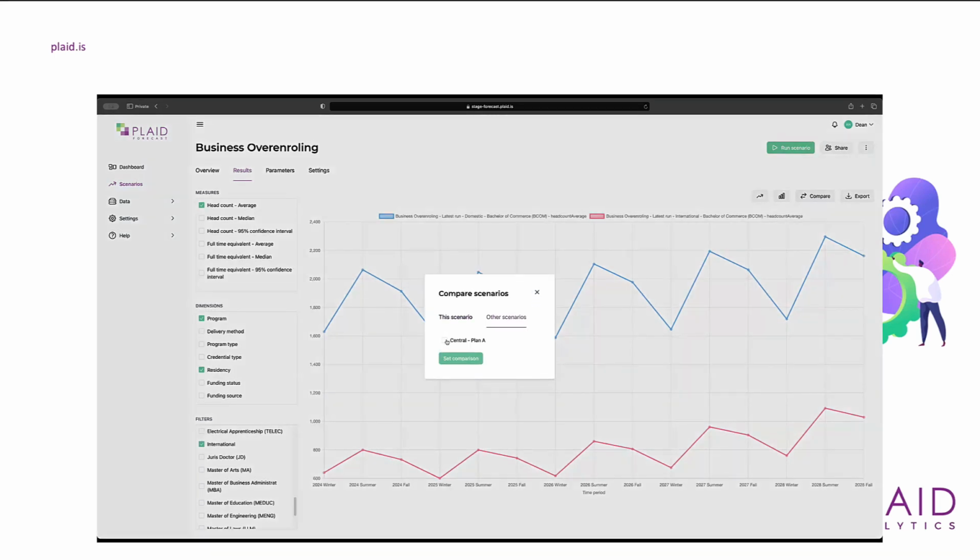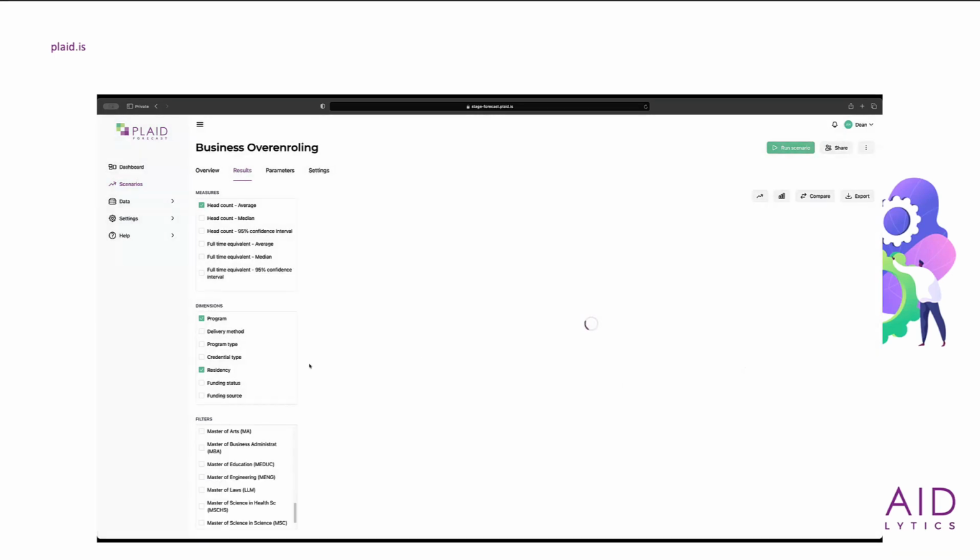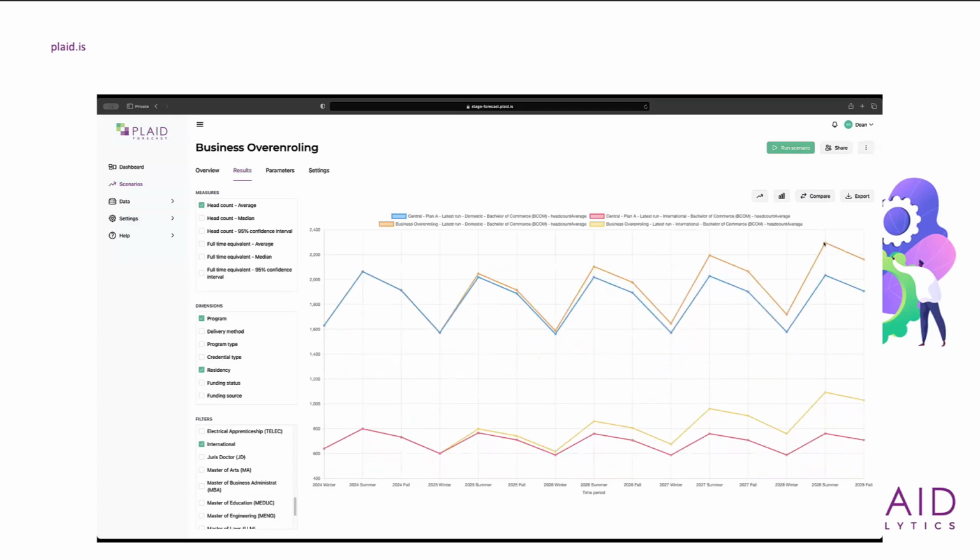I'm going to hit compare, and I'm going to compare it to Central Plan A. And momentarily, I will have a live comparison between my two scenarios where I'll be able to see the deltas between them. So in this case, our domestic by 2028 is about 2,295 in this program, versus in the more conservative central plan, it's down by about 300 relative to that. And international is almost 1,100 and 760. So it's a change of about 400. And so this gives us a real-time way to be able to compare these scenarios. And we were able to do it in under 1 minute.